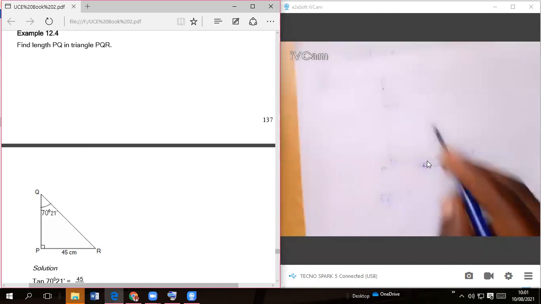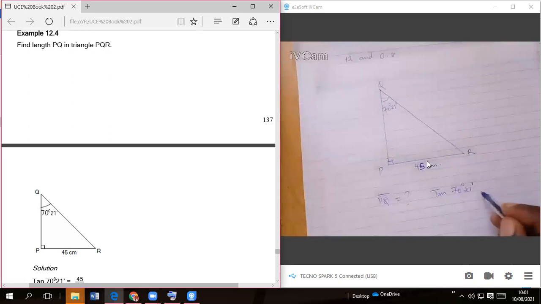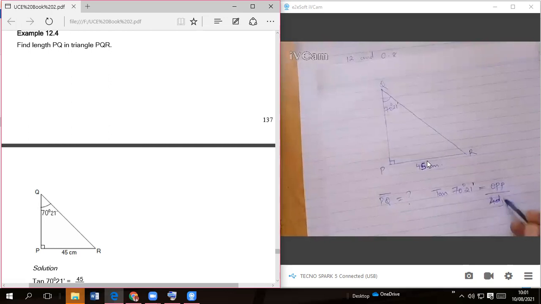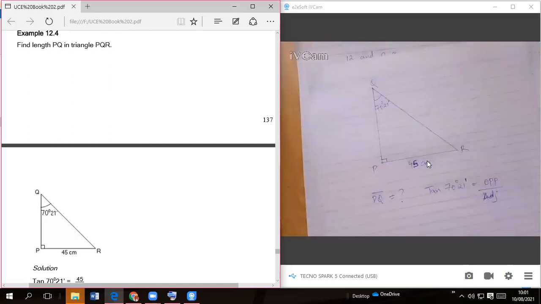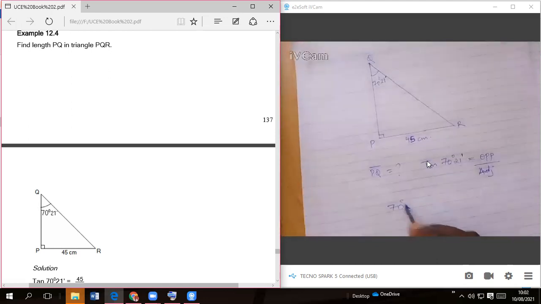Now you see the problem here. We have tan 70 degrees 21 minutes, isn't it? Equals the opposite out of the adjacent. Now we have to change this to degrees. We have to change 70 degrees, 21 minutes to degrees.